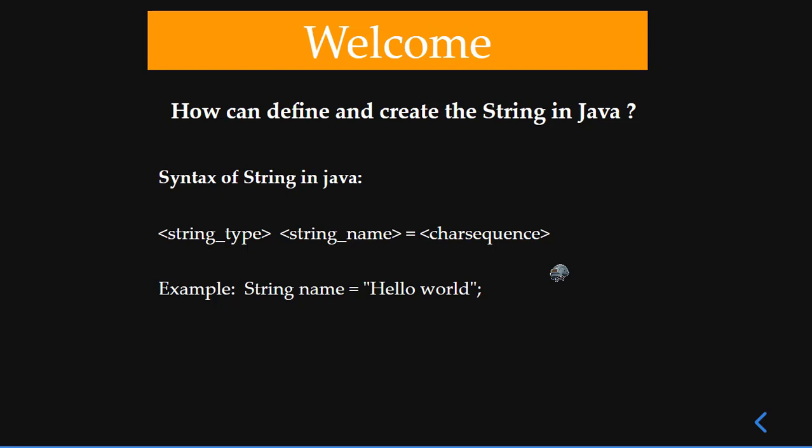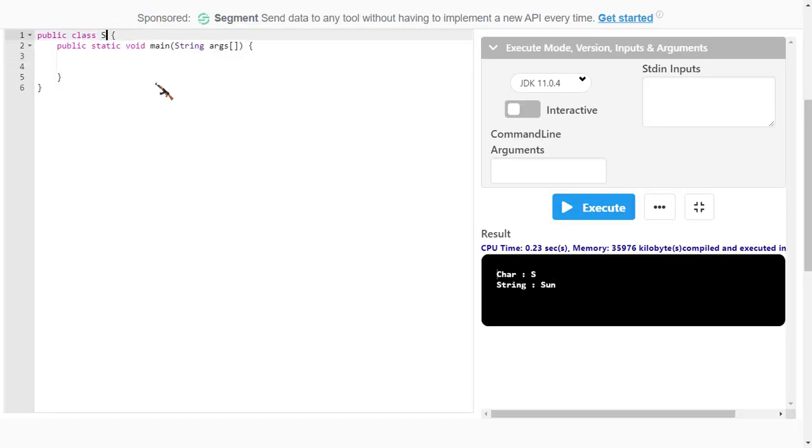So now it's time to see a small example of a string in Java. So here I create a StringDemo class. In that we need to create a string. For that, as we saw in the syntax, first we need to define the type, and then we need to define a variable, and then equal, and then we need to define a char sequence like hello world. So this is the way that we can create a string.